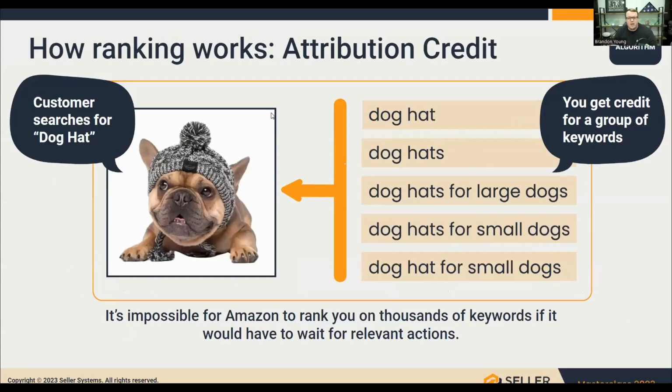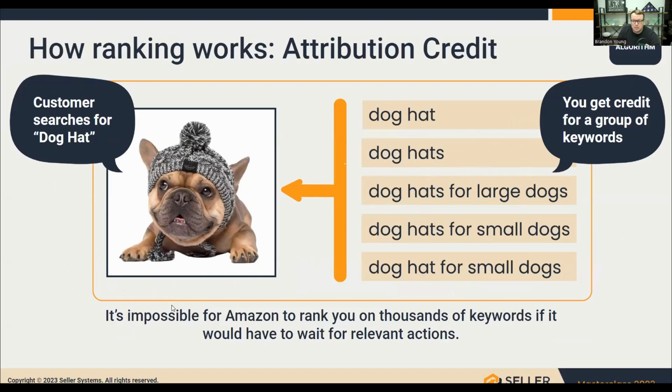So let's talk about how the attribution credit works. Remember, you get an action, it impacts thousands of keywords. So if a customer searches for dog hat, right, you're going to get credit for dog hat, dog hats, dog hats for large dogs, dog hats for small dogs, dog hat for small dog. Now you're getting a little bit of credit for all of those, and the amount of credit you're getting is going to be based on the match type.